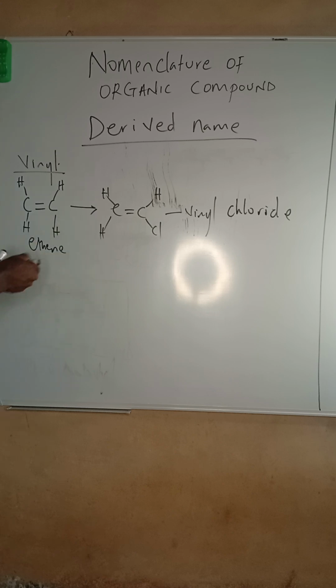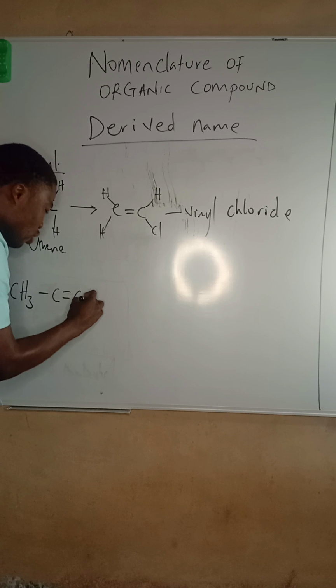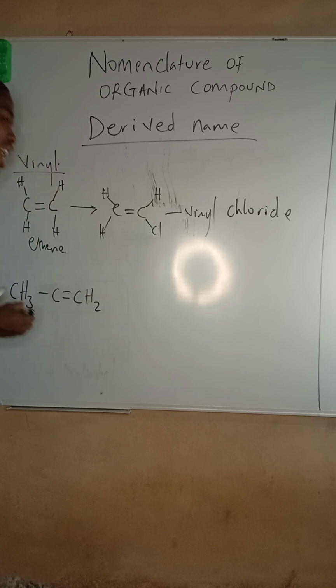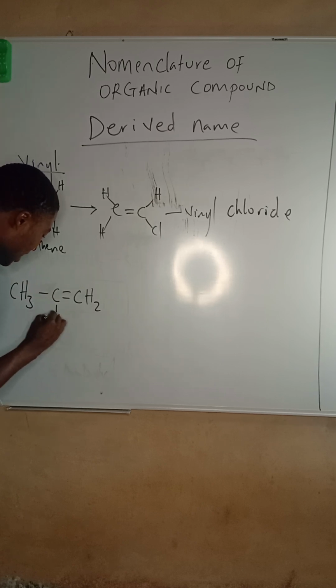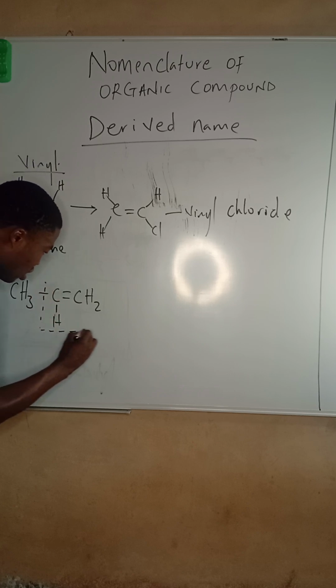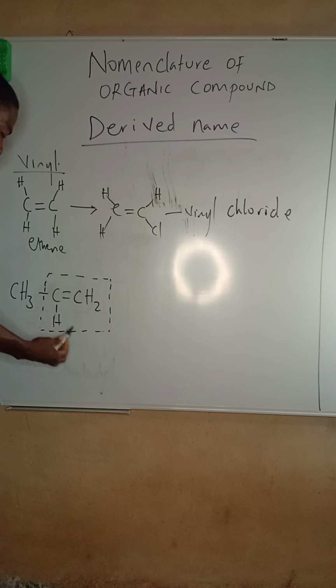Now the next one I'll quickly look at is the allyl. The allyl group is like this. Anytime a carbon next to the ethylene group, so this is the ethylene group, has been substituted.